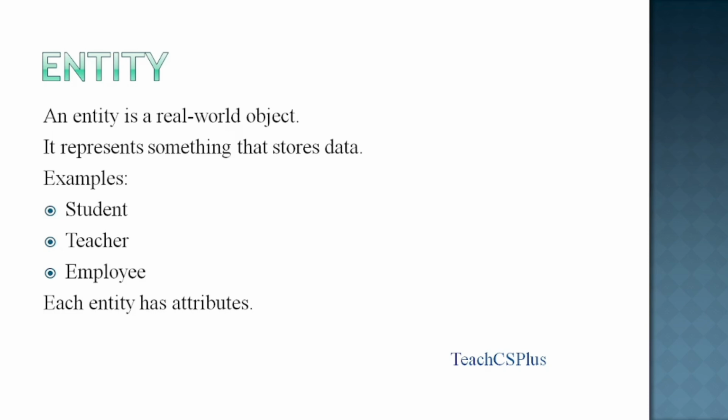First, what is entity? An entity is a real world object. It represents something that stores data. Let's see, as an example, there is an employee database for a company. So in that database, there will be thousands of employees' data. So each of the employee record will be an entity. To simplify, in an employee database, each employee record will be an entity.